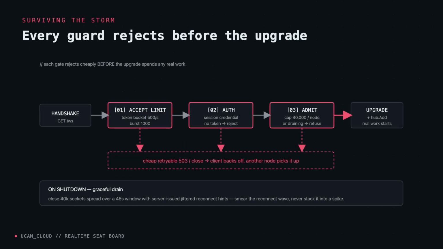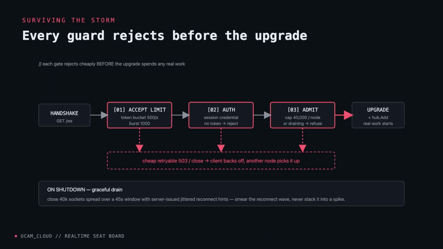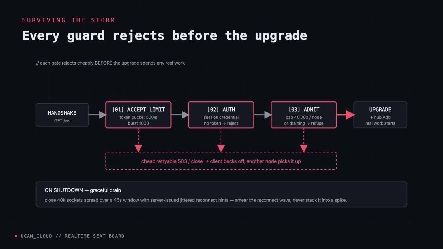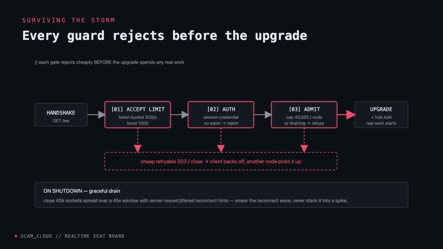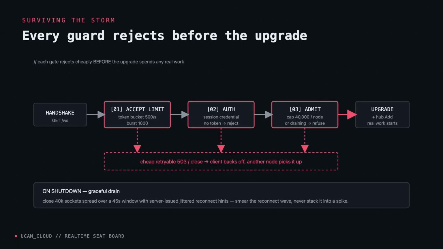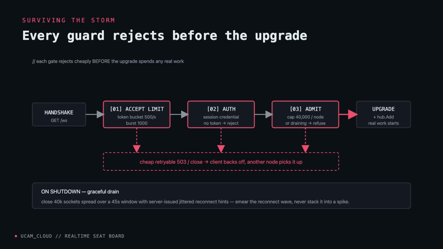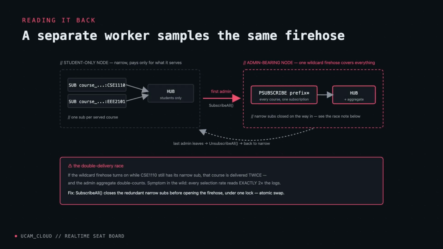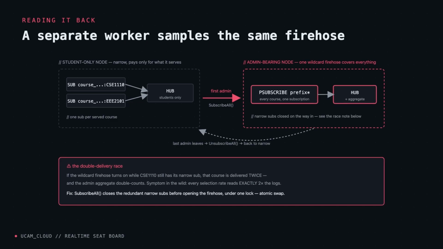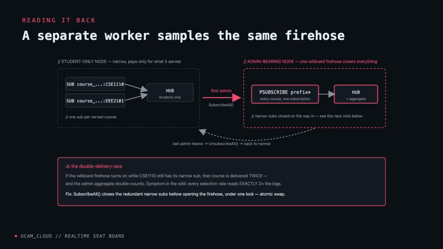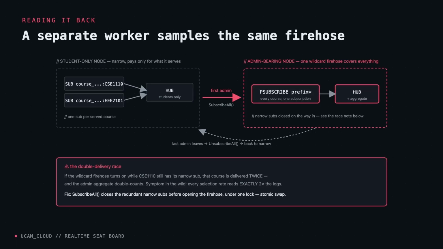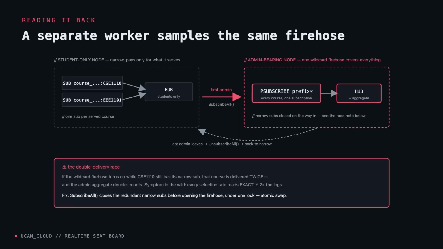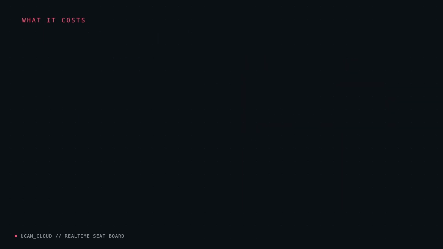When it comes to handling connection storms, we implemented several layers of protection at the front door of the server. These include an accept token bucket to limit the rate of new connections, a hard cap on the number of simultaneous connections, and a graceful drain process to spread out the load during the deployment. The analytics worker, which operates separately from the real-time server, samples data from the seat updates and viewer counts to create historical records. This worker is designed to be stateless and idles between selection windows, ensuring it only runs when necessary.